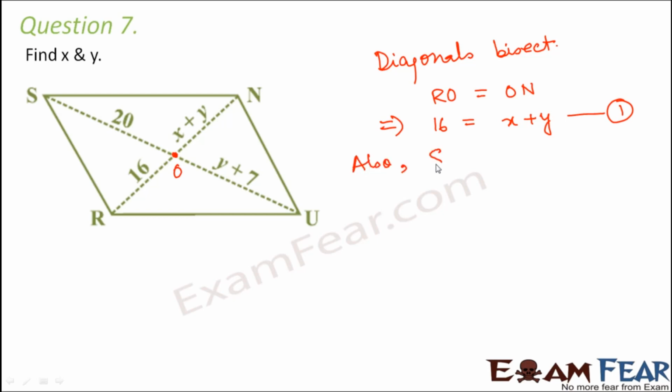Also, SO will be equal to OU, or this can be written as 20 will be equal to Y plus 7.